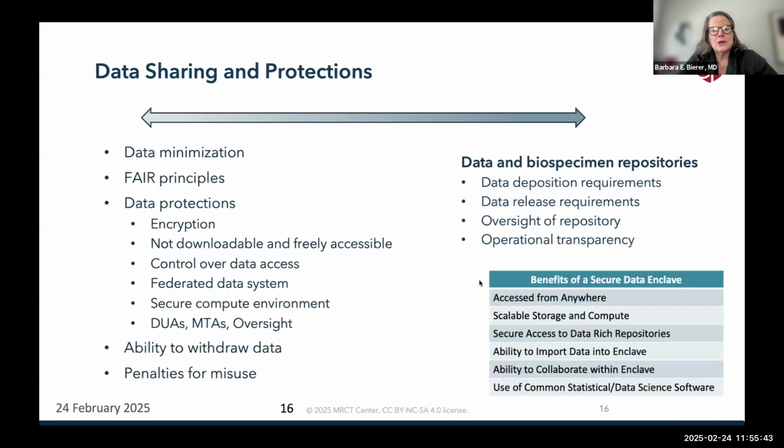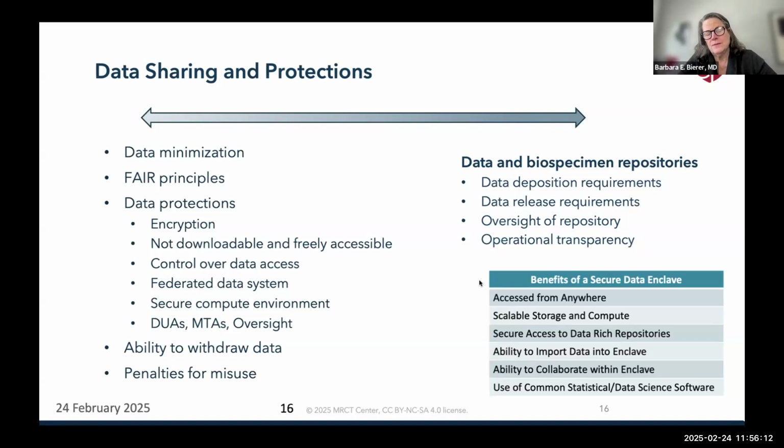So the data sharing and protections, what can we do? First, data minimization, share what you need to answer the questions, respect FAIR principles, which we discussed. I think there are many things we can do in terms of specifically protecting the data. Encryption is one of them. We should be transferring data that is encrypted and not accessible in the pipe in which it is being transferred.